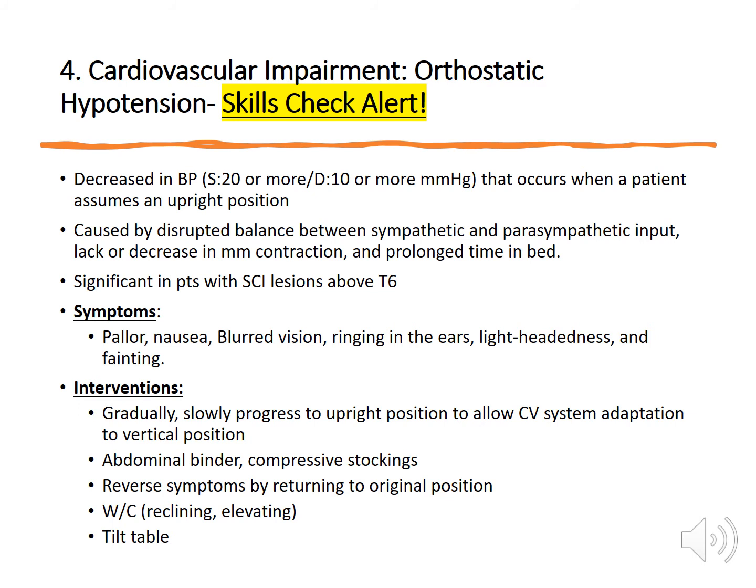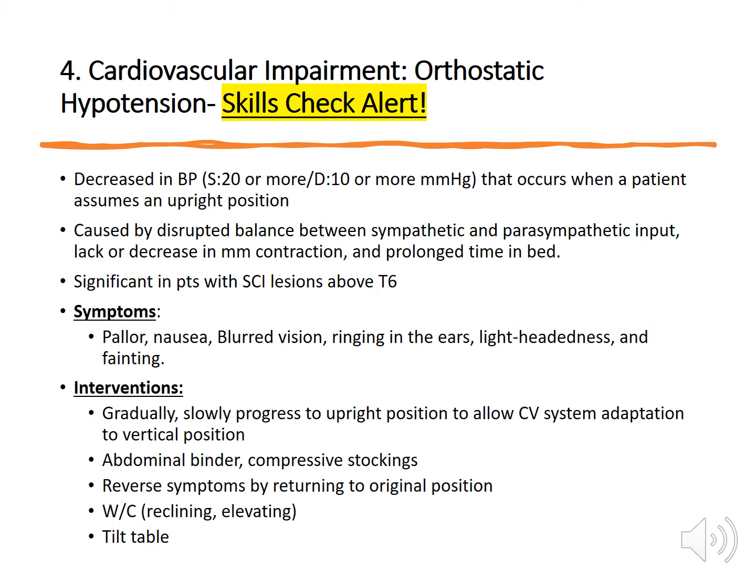It occurs when that patient assumes an upright position, whether it be from supine to sit or sit to stand. It is caused by a disruption of the balance between the sympathetic and the parasympathetic input. It can also be caused by a decrease in muscular contractions, and if that patient has been in bed for a prolonged period of time. Significantly, it happens in patients with spinal cord injuries above T6. So symptoms are going to be pallor, nausea, blurred vision, ringing in the ears, lightheadedness, and fainting.